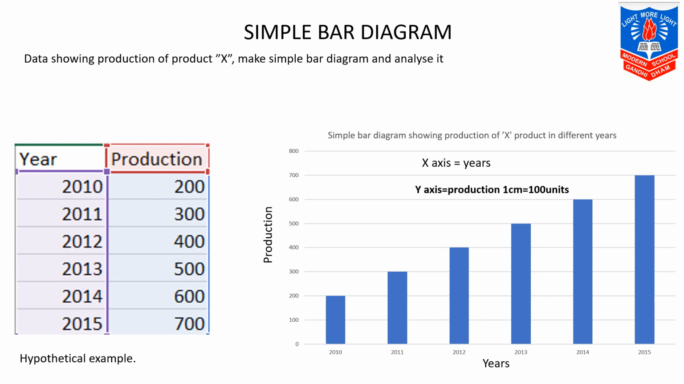Now analysis, very first step will be to write what does x-axis and y-axis represents. X-axis represents years and y-axis represents production of X product. Our second point will be to start with the analysis, that is to compare. Now I'll compare over here. In the year 2010, the production was 200 units, whereas in the year 2011, the production was 300 units. So I can say that the production has increased by 100 units.